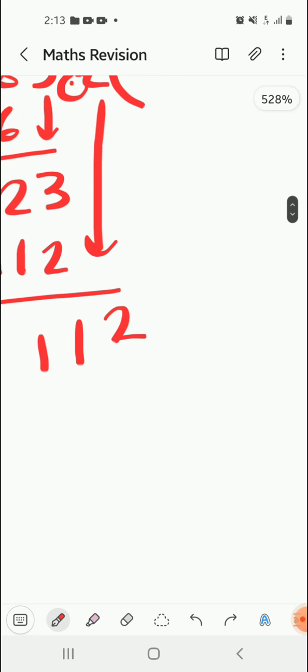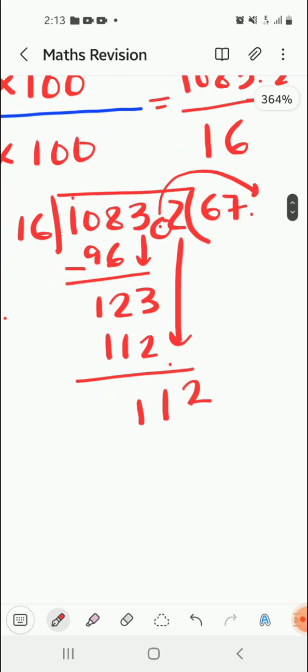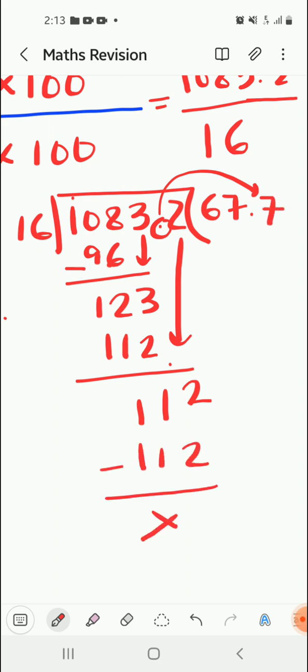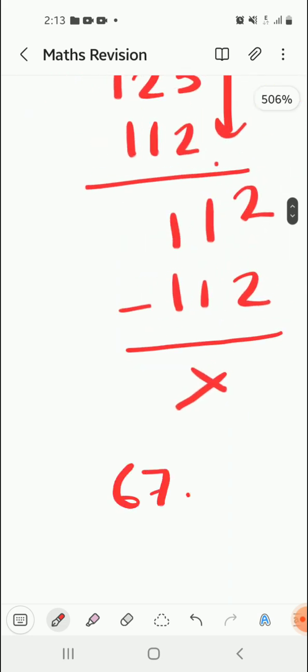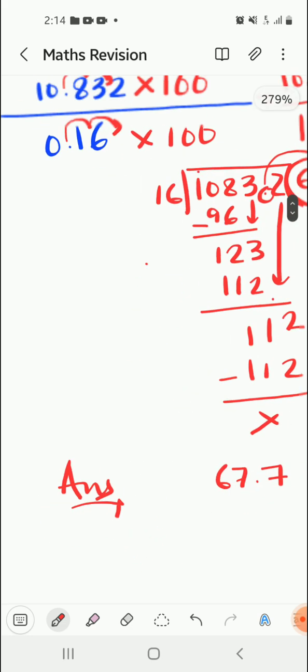So this is what we have done. We have got 112, and we know that 16 into 7 is 112. So 7, 1, 1, 2, and it gets cancelled. So my answer is 67.7. So we're going to write 67.7 as my answer. That's it.